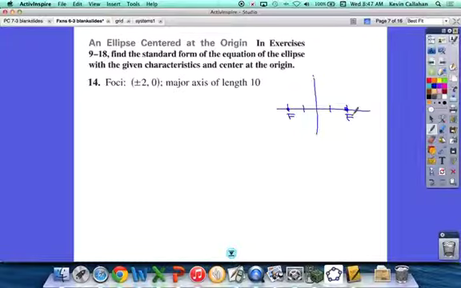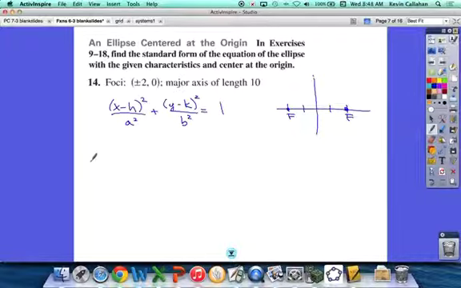Yeah, it's horizontal, right? Because the foci lie along the major axis. So the major axis definitely is horizontal, so we need this form: (x minus h) squared over a squared plus (y minus k) squared over b squared equals 1. Okay, we know the h, k is 0, 0, so we'll be able to substitute that.